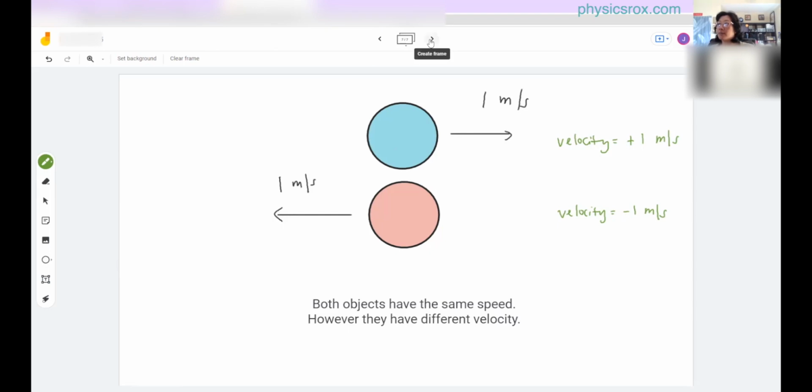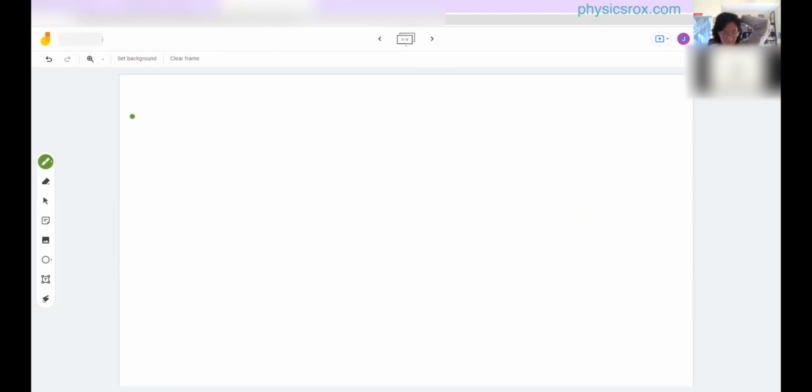Okay, so for the next part, we'll just learn one more thing, then I want you to do some questions already. You have to learn a new term called acceleration. But I think you learned it before. Have you seen this term before? Acceleration is the change in velocity over time.